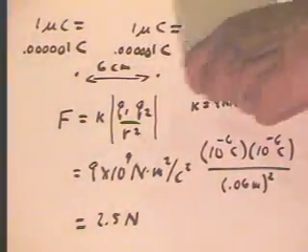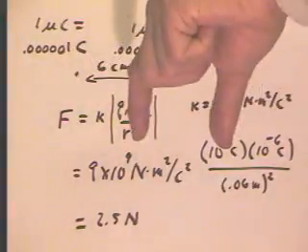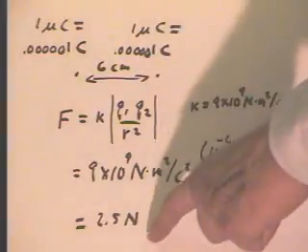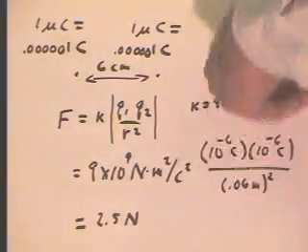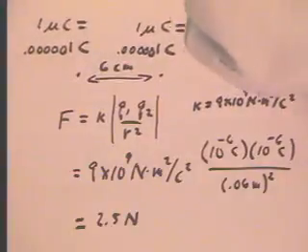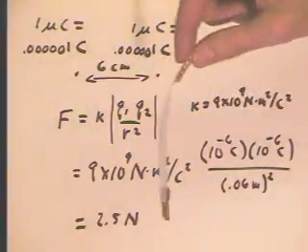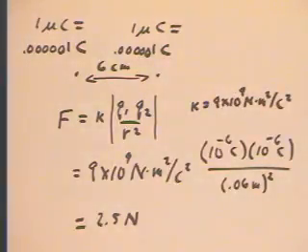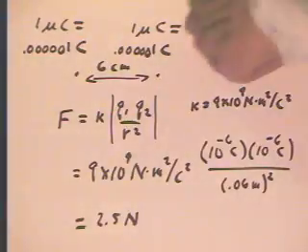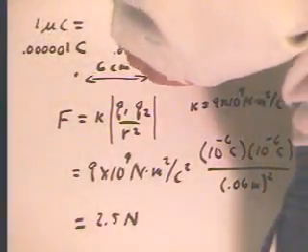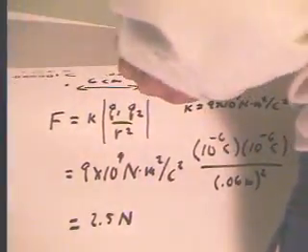Okay, so we see that at a 6 centimeter separation, about this far apart, a microcoulomb charge and a microcoulomb charge here will have a force of repulsion of 2.5 newtons. Now, 2.5 newtons is a lot more force than we observed for these tape strips. The forces that we observed for tape strips, we believe, were on the order of a few thousandths or even a few 10,000ths of a newton.